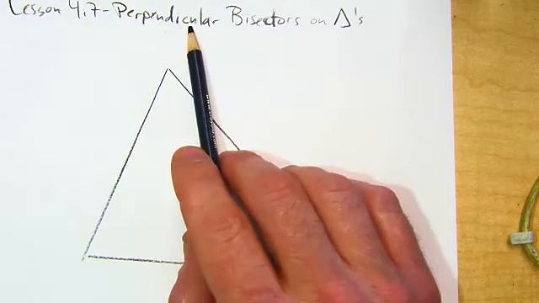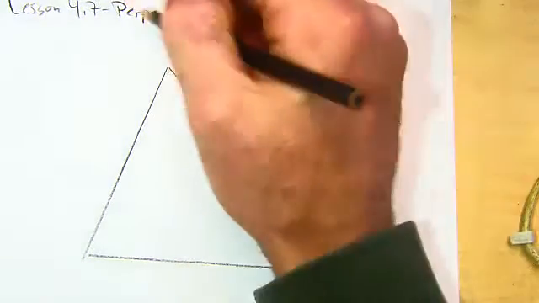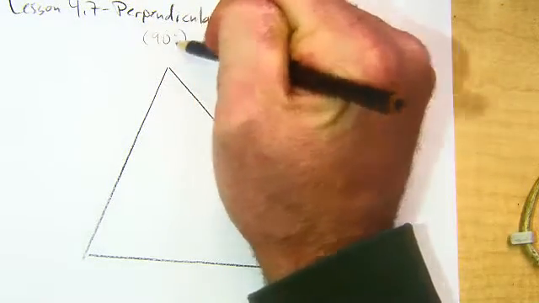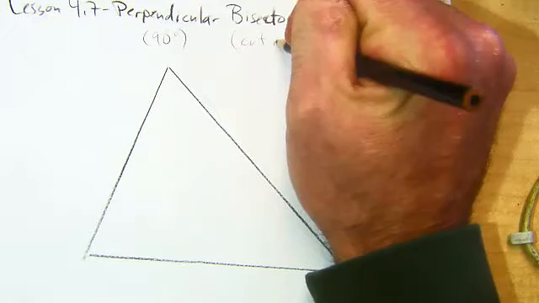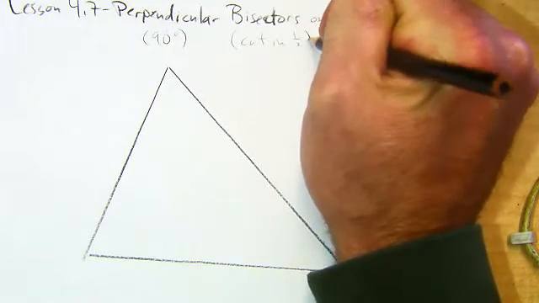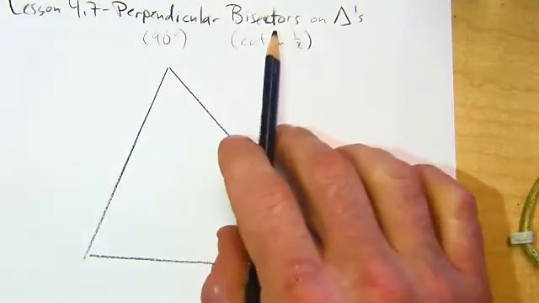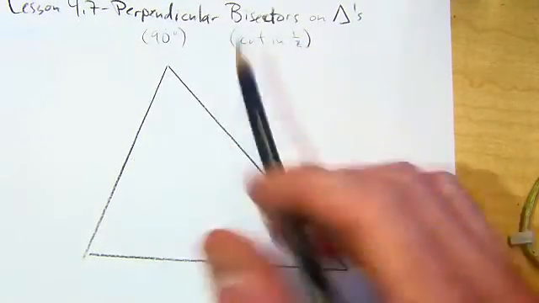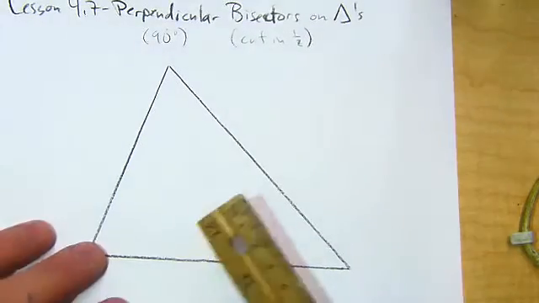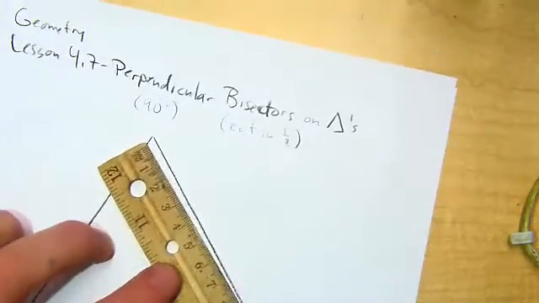Perpendicular, remember, means 90 degrees. Bisector means cut in half, or find the middle, really. Find the midpoint, okay? So cut it in half at 90 degrees. You gotta do that on each side. So take it a side at a time.